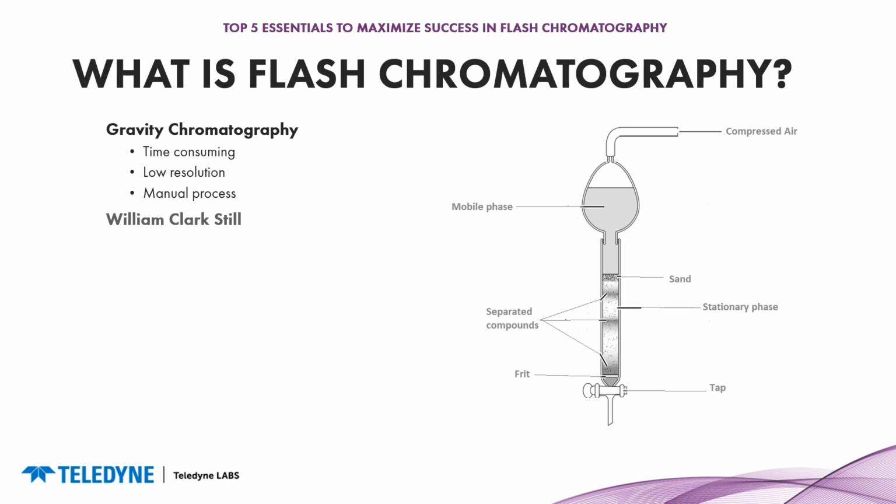This is where William Clark Still and his colleagues at Columbia University came in. They created flash chromatography in 1978, and what they did was they added compressed air to the mobile phase. So you can see that on the diagram on the right. So the compressed air was able to push that mobile phase through the stationary phase.